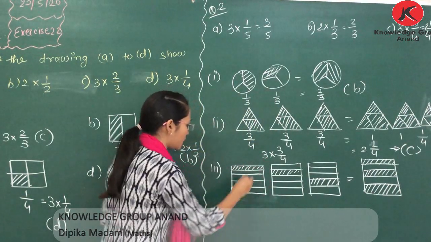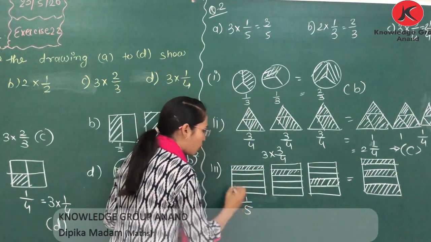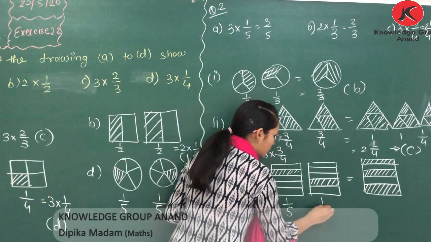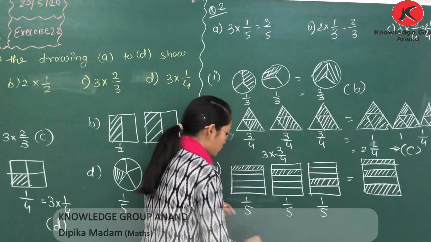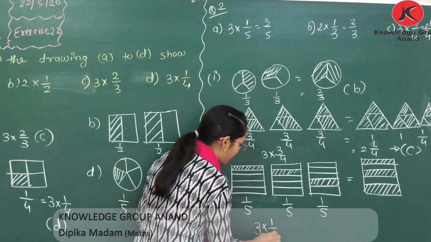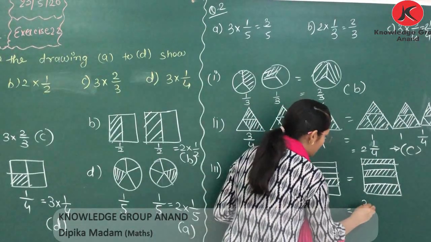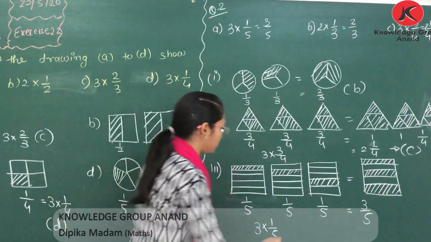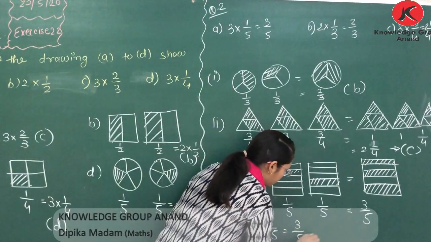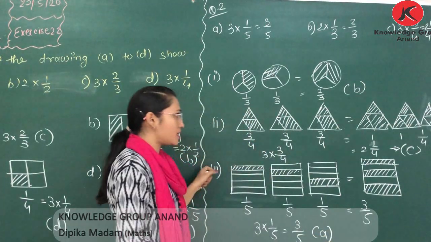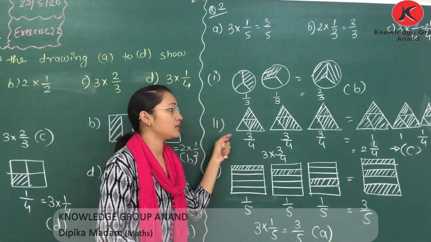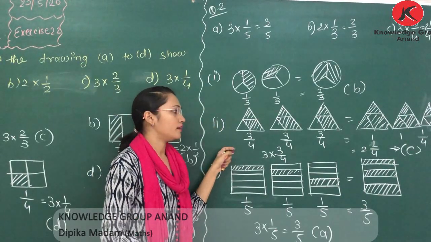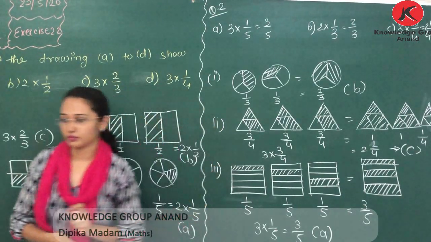Okay. Now for this one, it is 1 by 5. The whole part is divided into 5 equal parts. This is also 1 by 5, this is also 1 by 5. So it becomes 3 multiply 1 by 5. And this side it is 3 by 5. So which option is this? It is A. Likewise, if in the exam any figure is given and you have to apply the fraction for this, you can write this method.